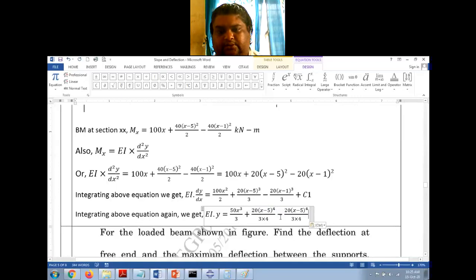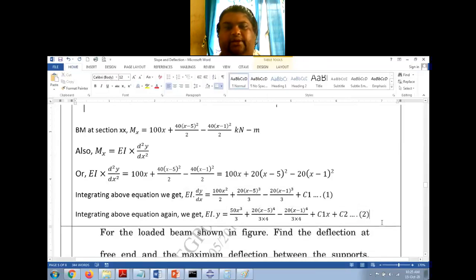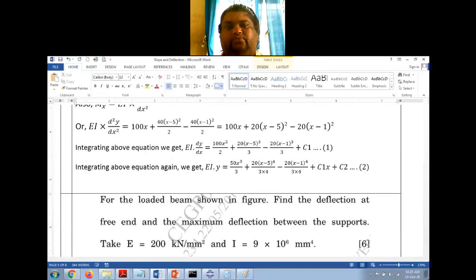Sorry, minus 20 into (x minus 1) raised to 4 by 3 plus C1x plus another constant C2. Right? Now let me call this equation 1. Let me call this equation 2. Okay. Now I have to apply the boundary conditions to find the value of C1 and C2.